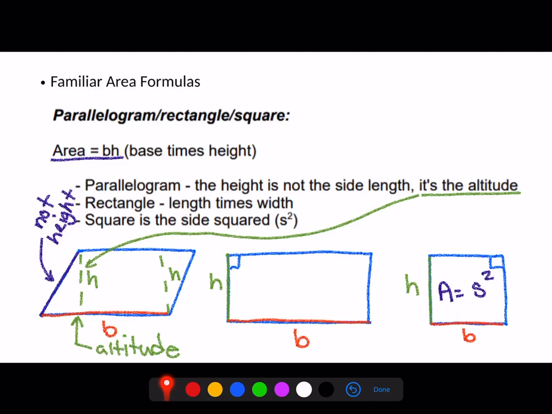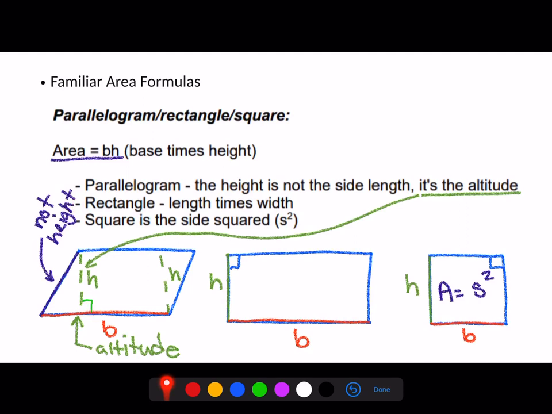Now, very important that we know, these sides that are consecutive to the base are not our heights. Our height must always be an altitude, meaning that it goes from one vertex to the opposite side and intersects at 90 degrees.